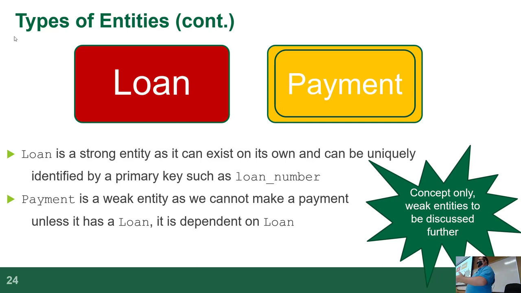And you sit there and pay a bill. When you make that payment, it's being attached to your cell phone bill. You cannot make a payment at the bank unless you're making a payment against something. In this case, a loan. So a loan is a strong entity because it can exist without anything else. The payment is a weak entity because it cannot exist unless it's being attached to something else.